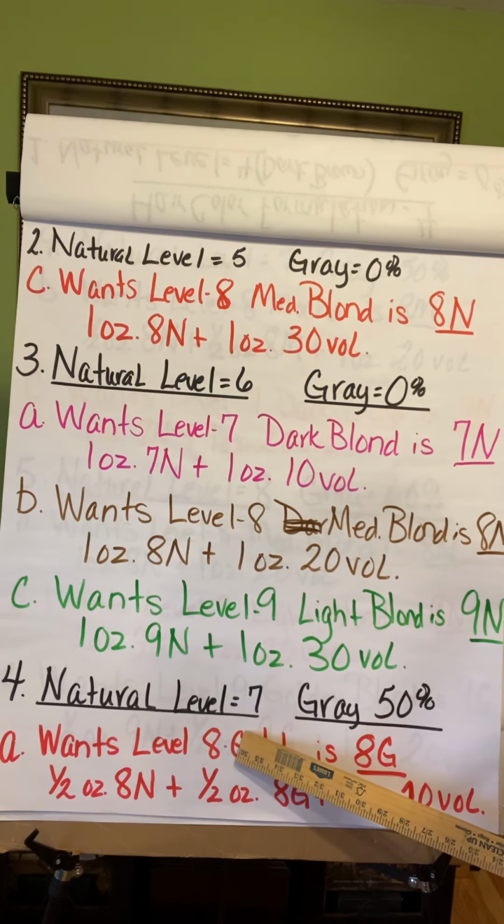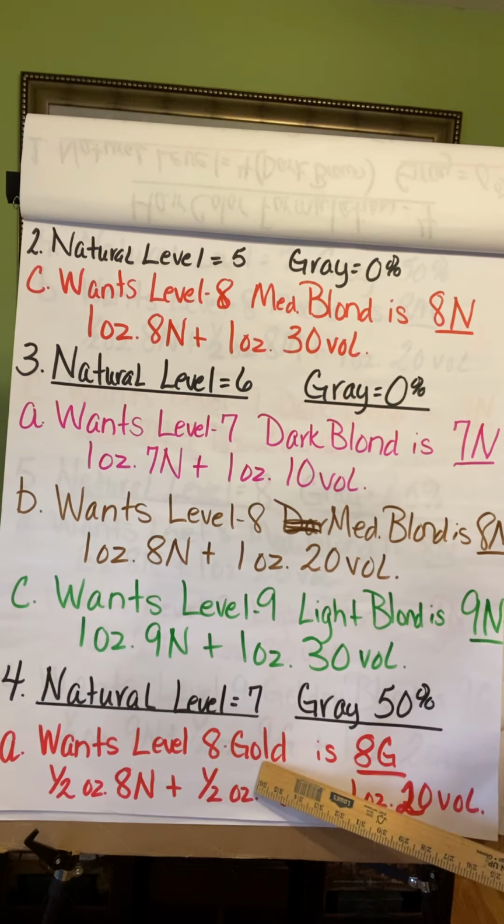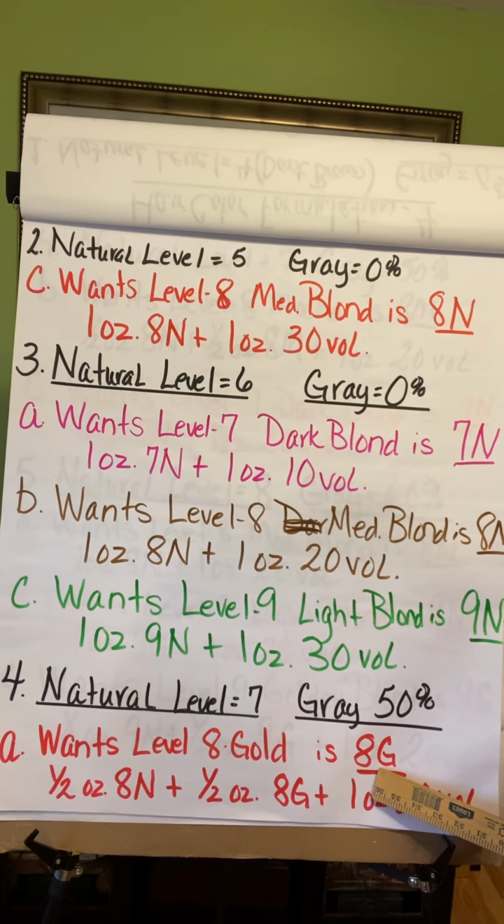Natural level is 7. The gray is at 50%. So as we know, our rules: you have to add natural in when it's 50% gray or higher. You have to add equal parts of your natural and then your target shade, right? Equal parts. So she wants to be a level 8 gold, which is written as 8G.